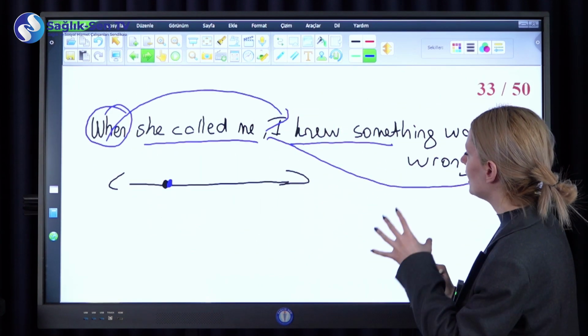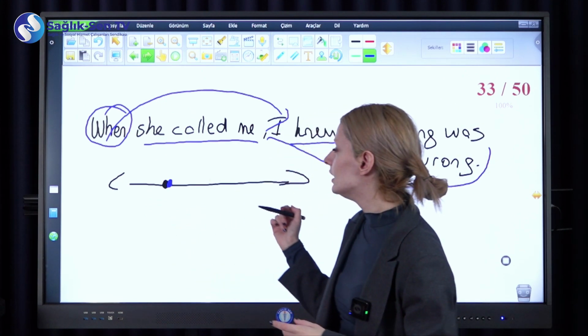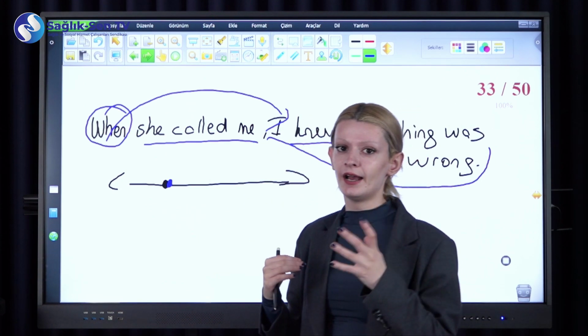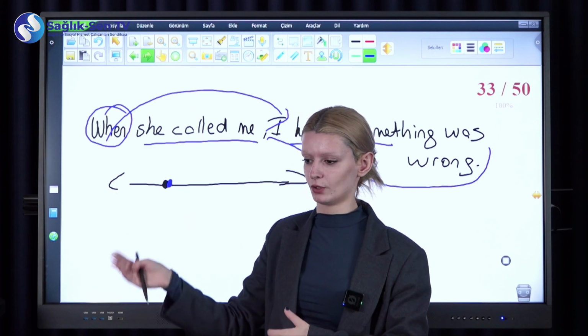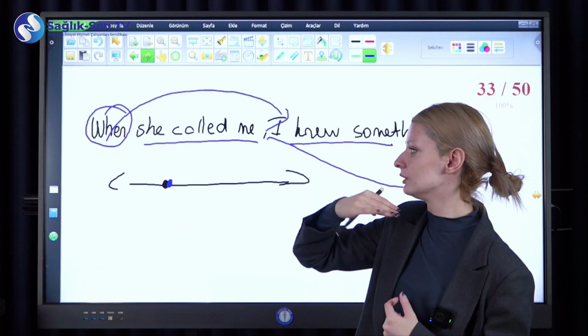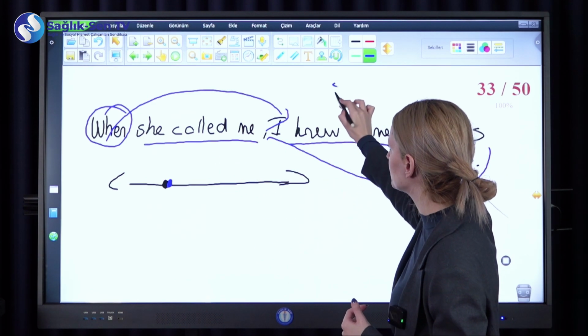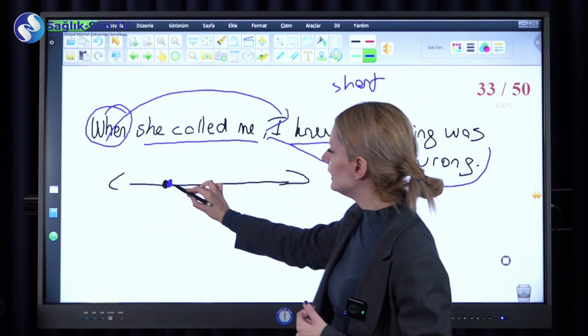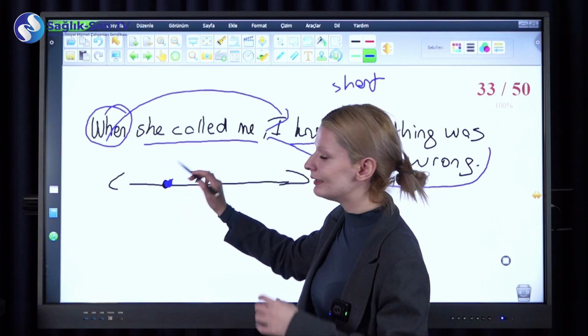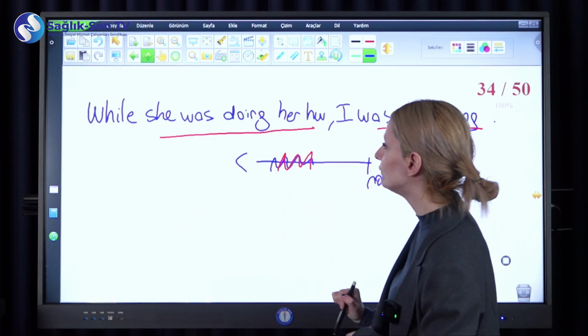When she called me, I knew something was wrong. Yes, we also said that it doesn't necessarily have to be a long and a short. It can also be short and short, or long and long. When she called me, I knew something was wrong. They are both short actions. Here, she called me, and immediately I knew that something was wrong.